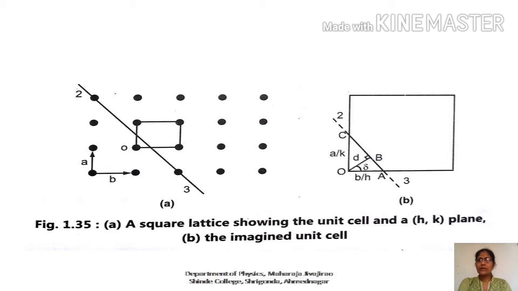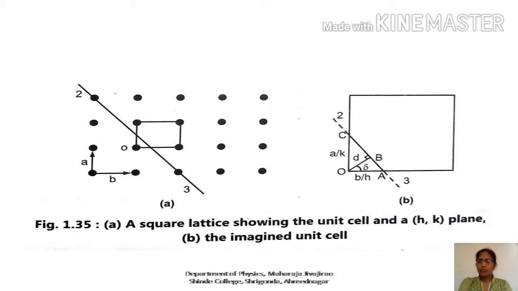Now the same square lattice has been shown in this figure 1.35. Here O is selected as the origin and 2, 3 is the plane passing through the square lattice. Now we have drawn a perpendicular having length d, that is the interplanar distance d, and A, B, C are the points as shown in the figure.